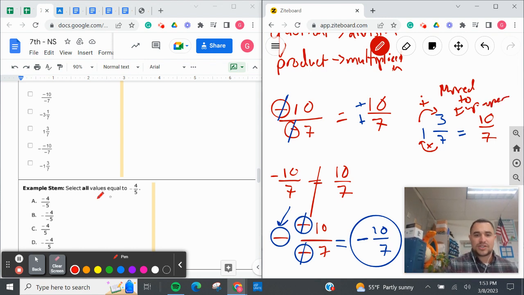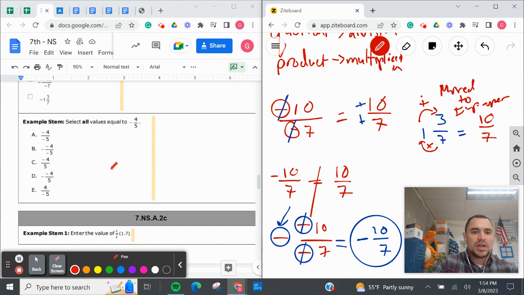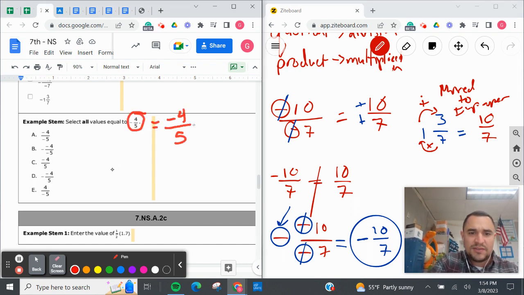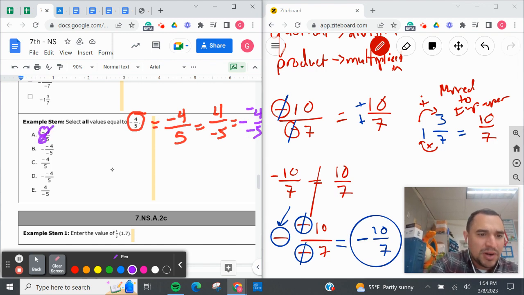You will have to change some fractions around. Next one, negative 4/5. Okay, so we know this can be a negative 4 over 5. It can be a 4 over negative 5. And now, this is the crazy one, it can also be a negative, negative, negative 4/5. So this is a negative and a negative, which equals a positive. This one, we know that those cancel out, so we're left with negative 4/5. So B looks good. Negative 4/5, that looks good too.